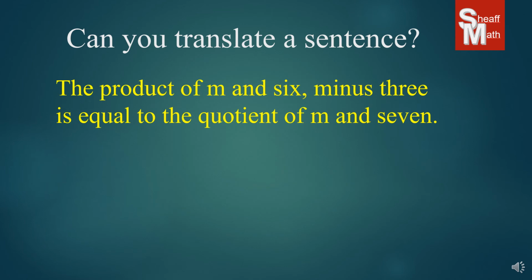Okay, they keep getting tougher and tougher, so we have to read it very clearly. The product of m and 6. Well, let's break it down piece by piece. That means m times 6, and so we're going to put 6m. That's how we write the product of m and 6. Minus 3, so we're going to subtract 3 from that, is equal to the quotient of m and 7. Let's look at this and see what we did here. The left side is the product of m and 6, so we always write the 6 before the m, then minus 3, and then is equal to the quotient, which is a division of m and 7. And the first number will always be on top, your numerator.